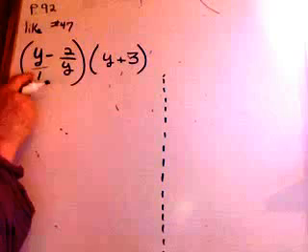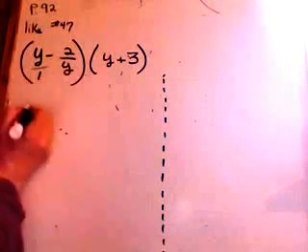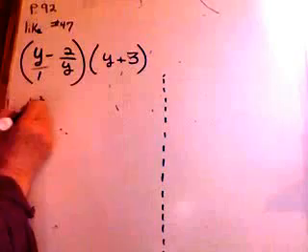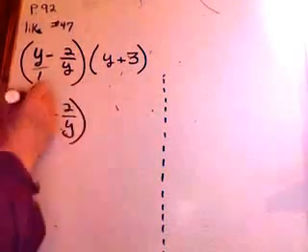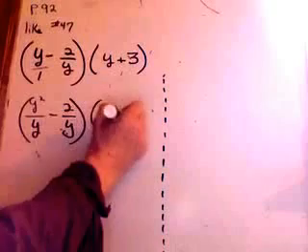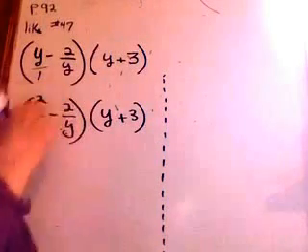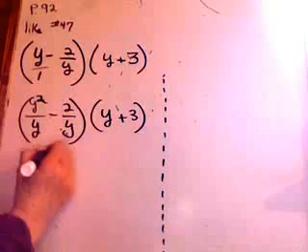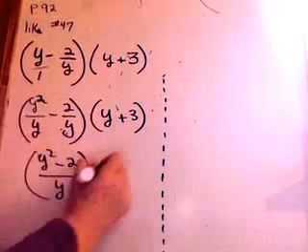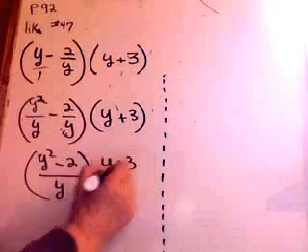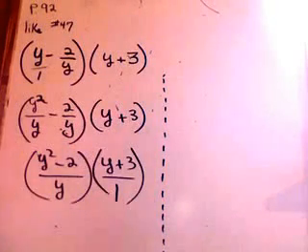Then multiply this by y over y so that they both have the same denominator. So I get y squared over y minus 2 over y. Not doing anything with this last part yet. Then I can make this one fraction by writing it y squared minus 2 all over y times y plus 3. I'm going to put that over 1. Do you follow what I did there?